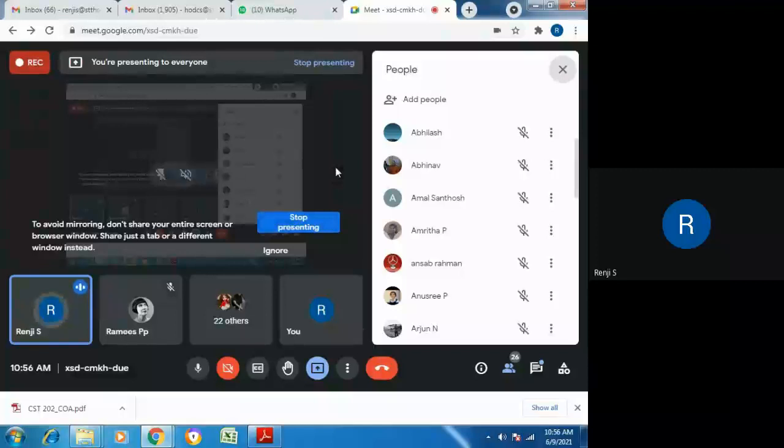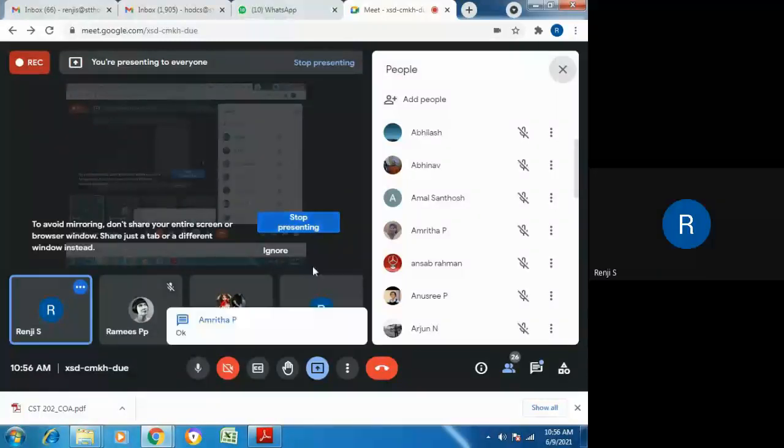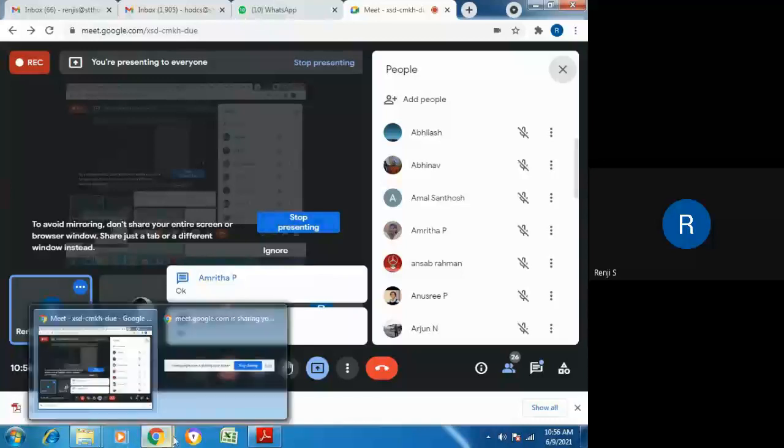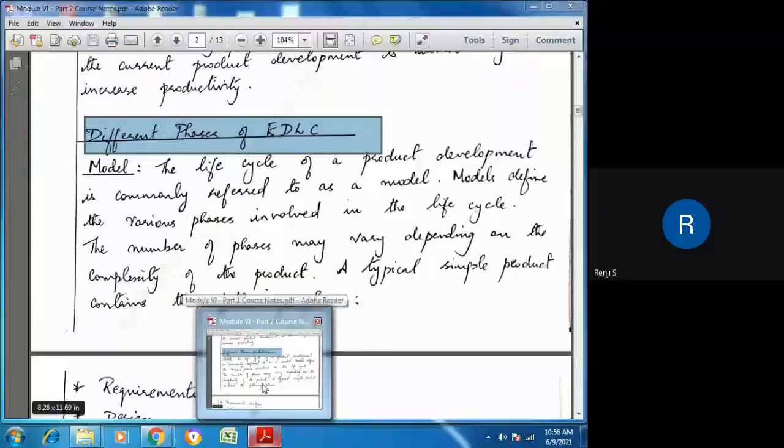This EDLC question, we cannot include it in a single essay question because it is too big to be included as an essay also. So I will just ask different phases of EDLC. You have to write all those phases which are mentioned in the question. Okay. So let us see the phases.